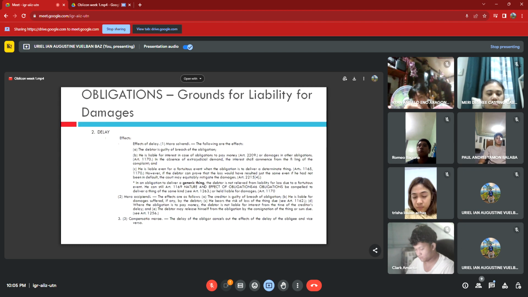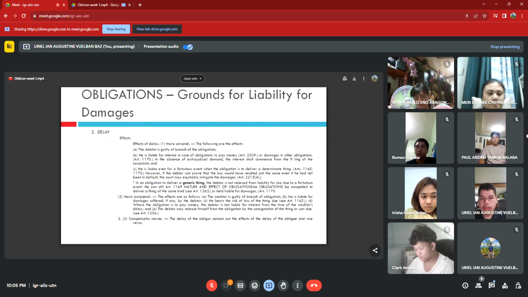You cannot avoid it, no? But we will discuss fortuitous event in the subsequent slide. He is liable even for a fortuitous event when the obligation is to deliver a determinate thing. However, if the debtor can prove that the loss would have resulted just the same, even if he had not been in default, the court may equitably mitigate the damages. It does not absolve him from liability, but merely lessens the amount of damages.